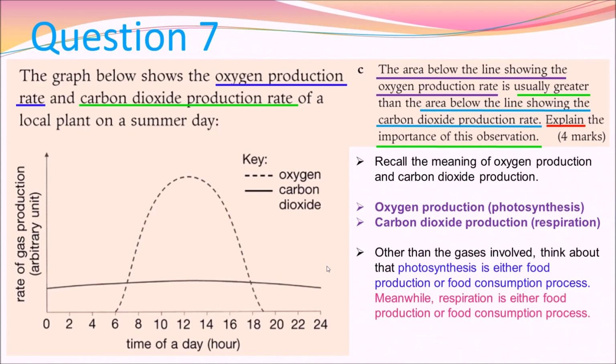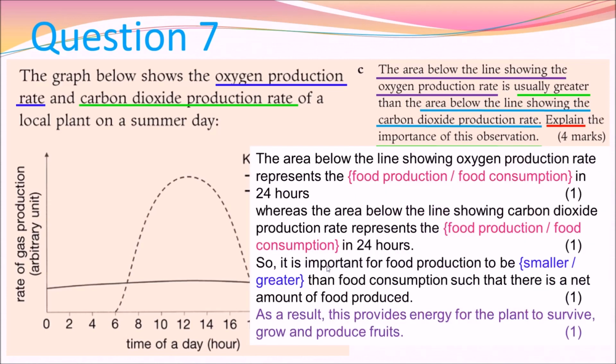You tell me first. You need to think about this question first. Photosynthesis, food production or food consumption? And the same question for respiration. After you know that, you can answer the question for me. Does the area below the line showing the oxygen production rate represent food production or food consumption? And does the line showing the carbon dioxide production rate represent food production or food consumption in one day? So for these 2 marks, you answer me first.